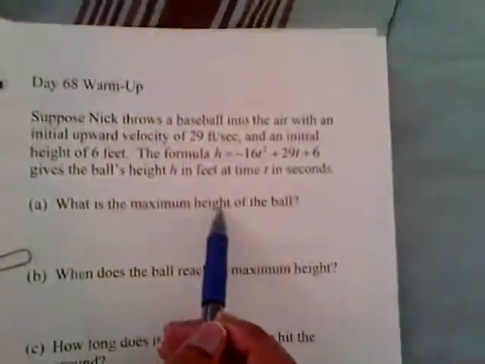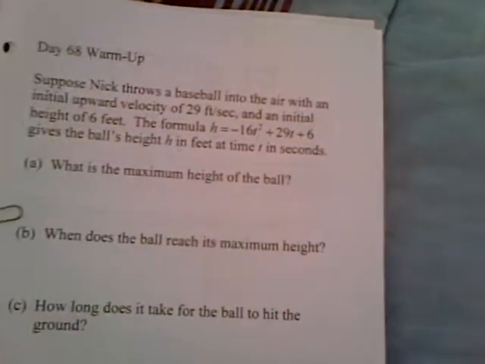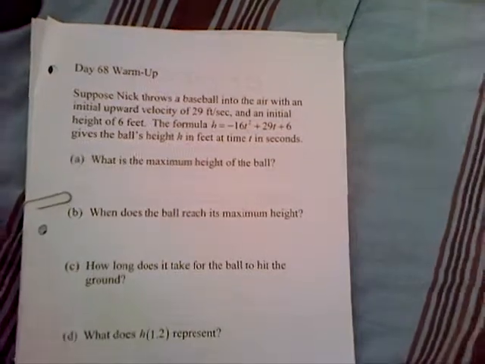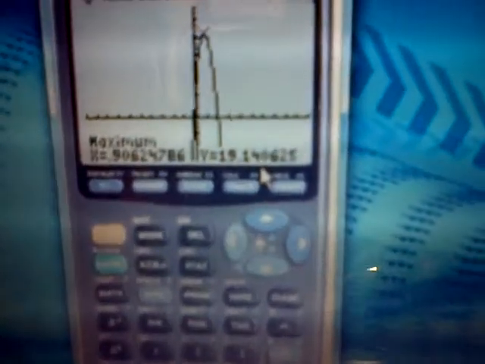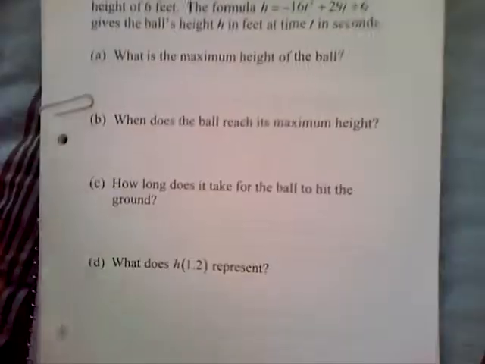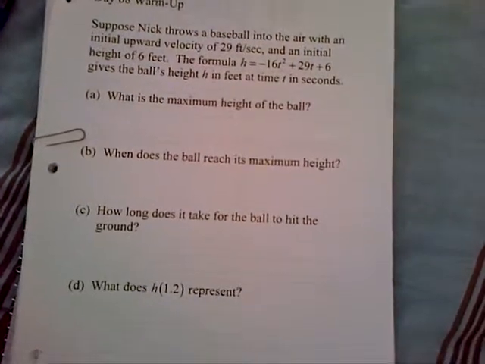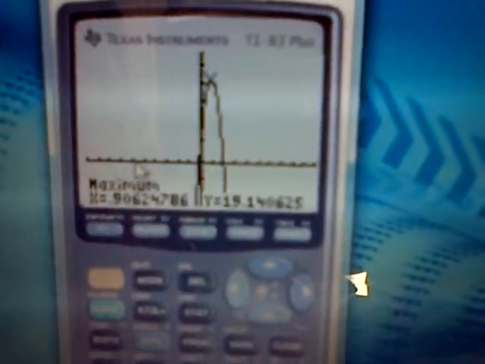Now the question on the problem asks you, what is the maximum height? Which one of these variables represent height? X or Y? Y. So the maximum height is 19.14 feet. Alright. It says, when does the ball reach its maximum height? Well, if the maximum height is 19.14, then we need to know the x value for that, which is 0.91. You can round to the hundredths place. So it reaches it at 0.91 seconds. That's the answer to the second question.